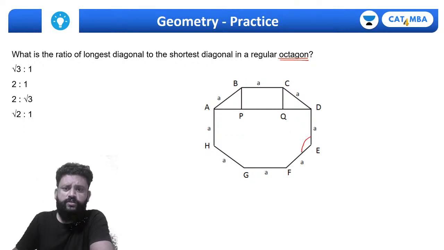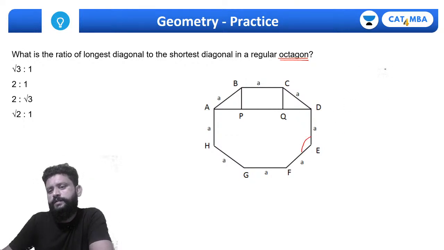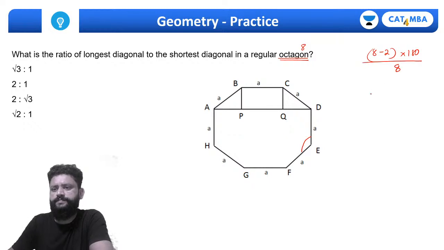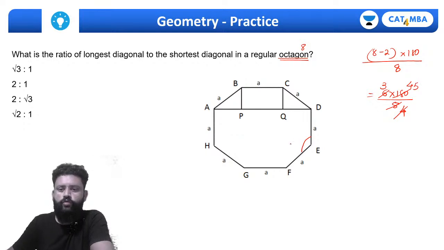Octagon के लिए ये एंगल कितना होगा? This angle must be, octagon is number of sides 8, (8 minus 2) into 180 divided by 8, 6 into 180 divided by 8, 135.